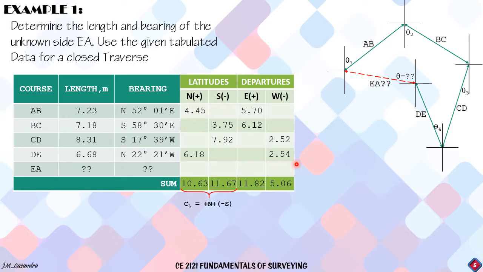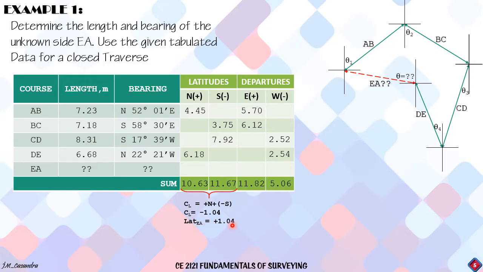So to compute now for EA, we will need to get the algebraic sum of your latitudes. So that is now CL, giving us a value of negative 1.04. And take note that the negative value of CL will be the latitude of the unknown side. So latitude of EA now is 1.04, and it is now positive. So it means EA will have a northing.